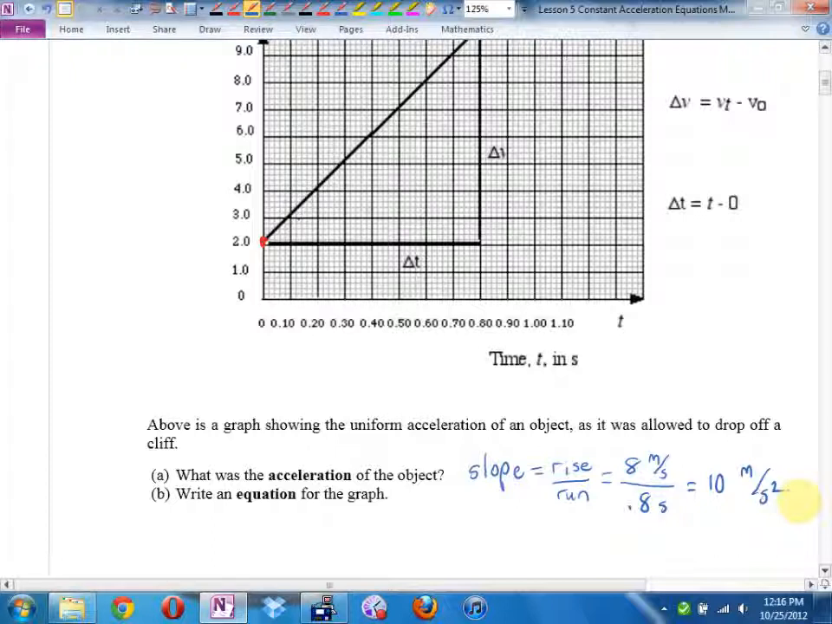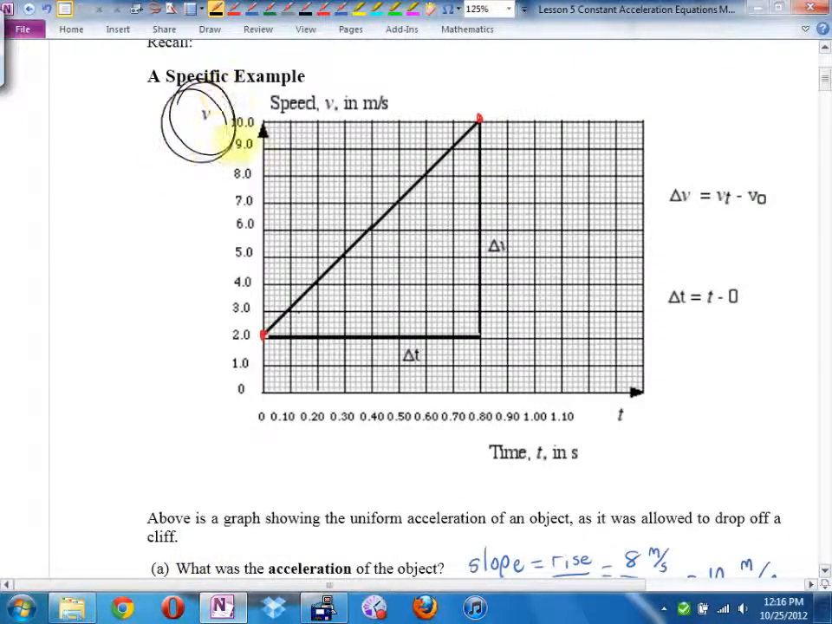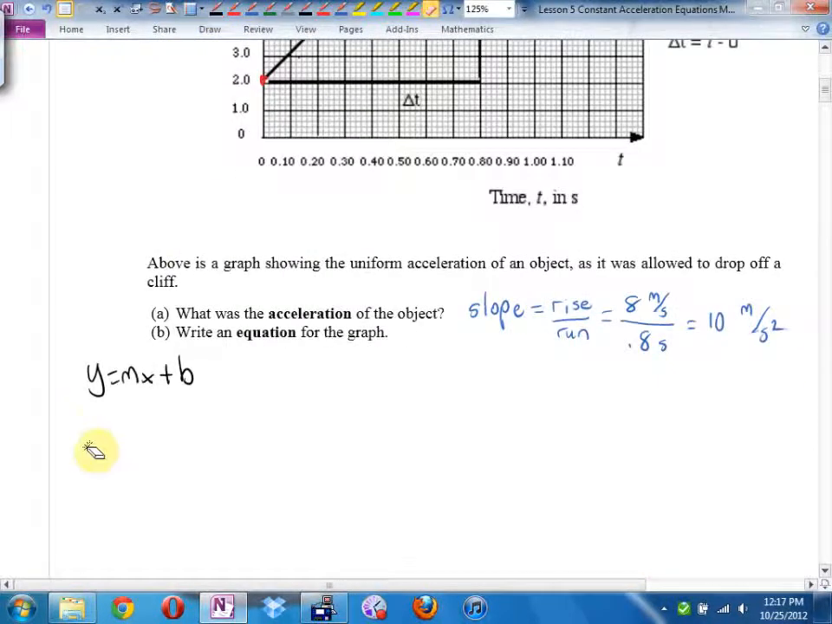Part B says, write an equation for the graph. So we're going to write something like this. y equals mx plus b, except I'm not going to use y. y is a dumb variable in this case. Look at my y-axis. What would be a clever variable to use on the y-axis that would match the variable that I wrote on the y-axis, do you think? Let's go v equals. That's a good call. What did the letter m stand for? The slope. What was the slope? 10.